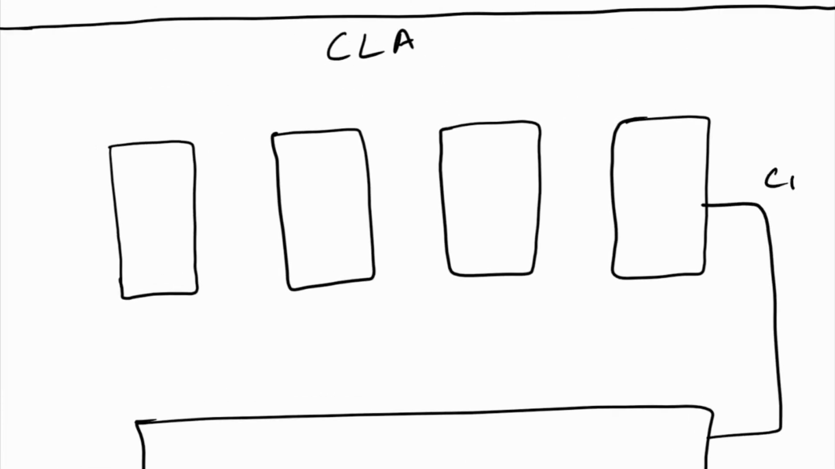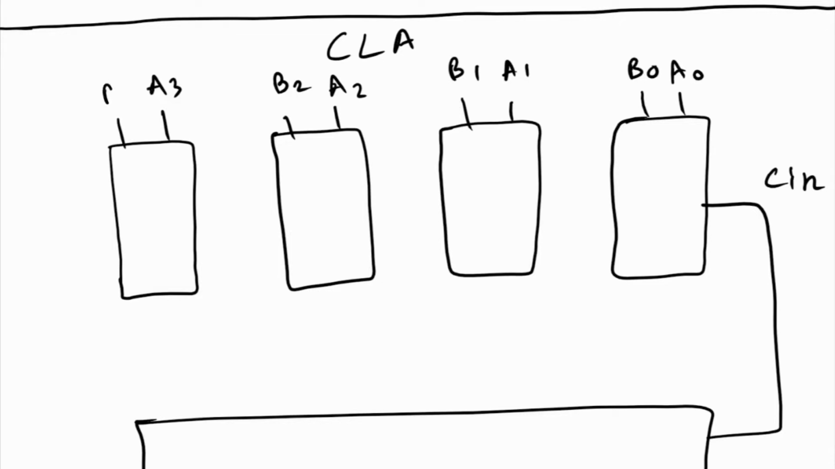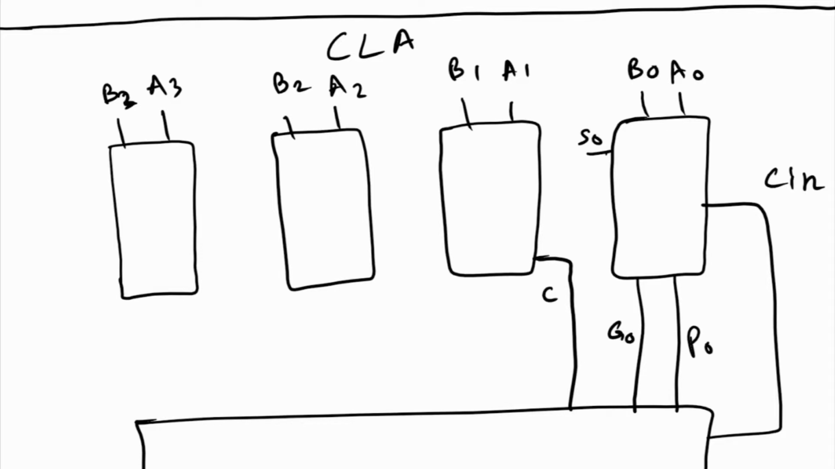This is C in A naught, B naught, A1, B1, A2, B2, A3 and B3. Now as I said, here our output is sum S naught and P naught and G naught, and this is our carry which we bring up by using that formula C naught.